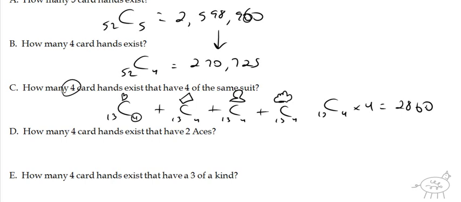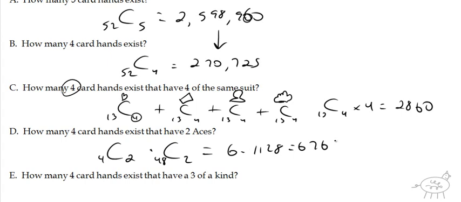All right, letter D. How many 4-card hands exist that have 2 aces? Well, there are 4 aces, and I'm picking 2. And how many of the rest of the cards? Well, 48, and I'm picking 2. So that's going to be 6 times 1128, which is 6768.